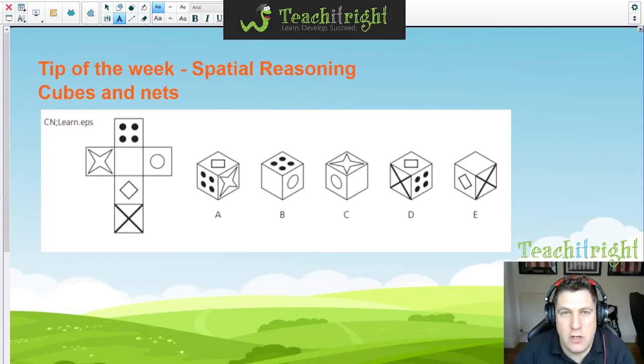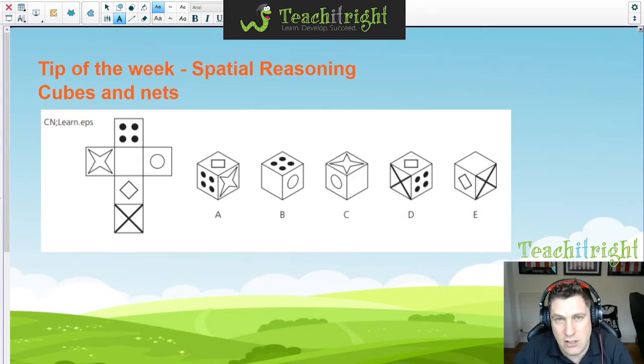Last week we introduced a spatial reasoning question type which was looking at composite shapes. This week we're going to be looking at cubes and nets. This certainly is always seen as one of the most challenging question types under spatial reasoning and could be set by GL Assessment, could be set by CEM, so it really is worth covering off and going through the techniques and strategies with your child.